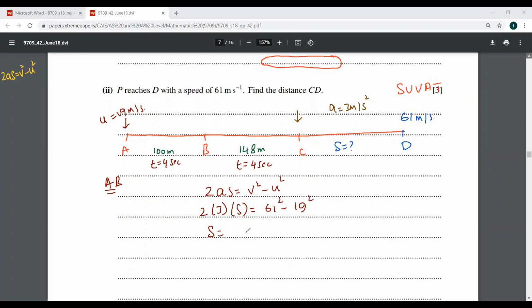560? Okay, so they are saying this is 560 meters. So the distance CD is going to be this 560 minus AB plus BC, that is 248. So what is this? 312 meters. Okay, next question then.